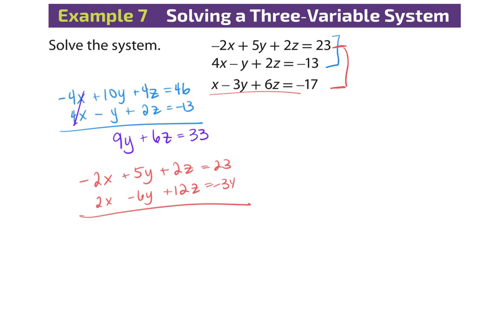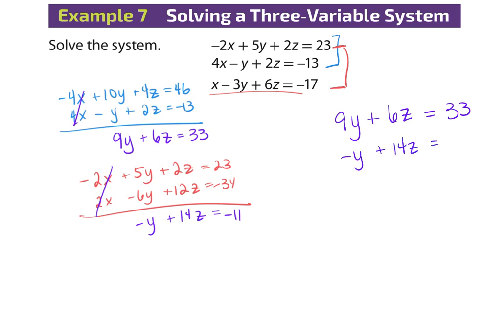Add those up. Again, my x's cancel, which is really the whole goal here. Negative y, positive 14z, negative 11. All right. Then I created a couple ugly ones. Maybe that's why they did it the other way. So I have two variables. That's what you're looking for. And by the way, if you ever have one that already has a variable eliminated, use the other 2 to eliminate that variable. Easy enough, all right?